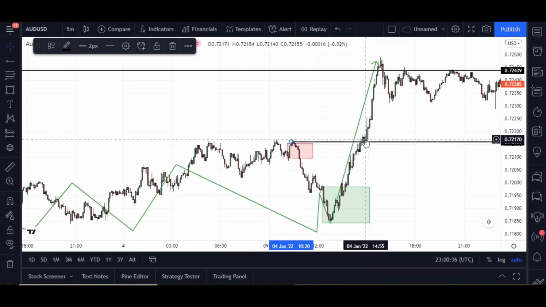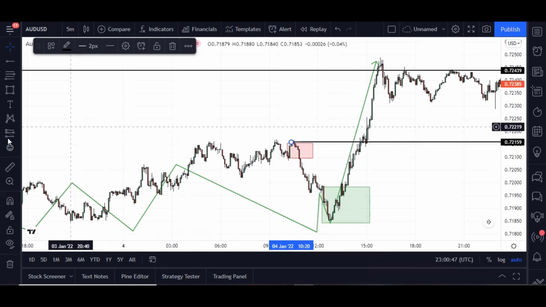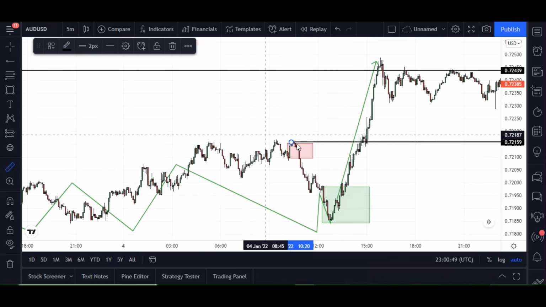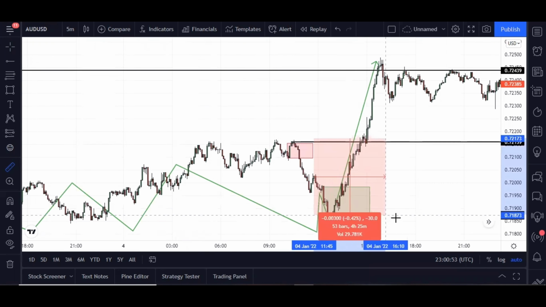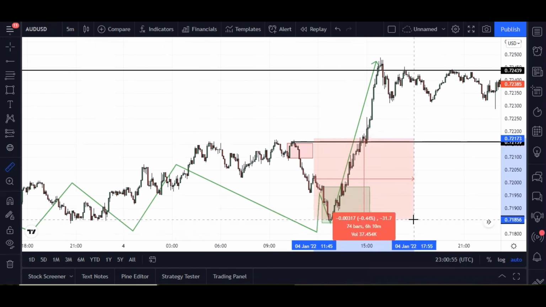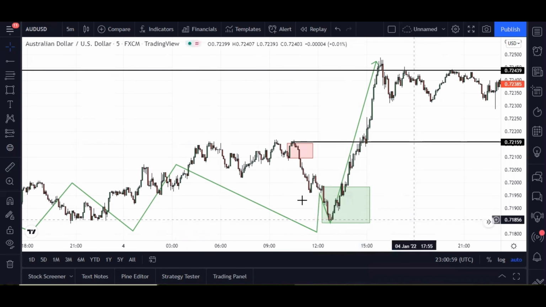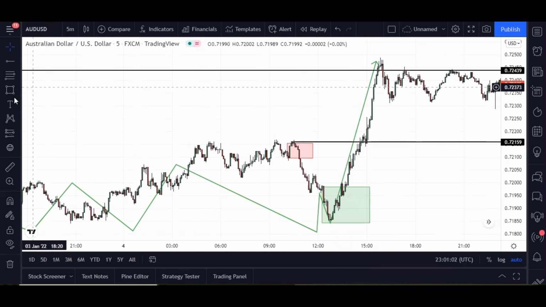But yeah, so this took roughly about 5 hours to complete. 5 hours to mitigate this, right? But this is a pretty decent move, right? So now we're talking about 30 pips, right? 30 pips in 5 hours. It's not bad, especially if you're a beginner. That is not bad at all.